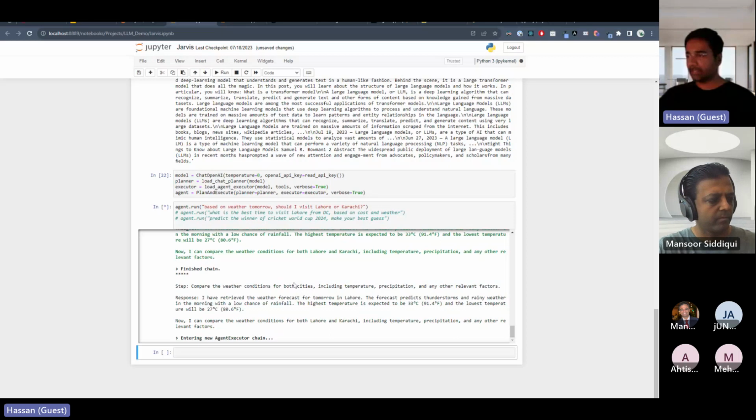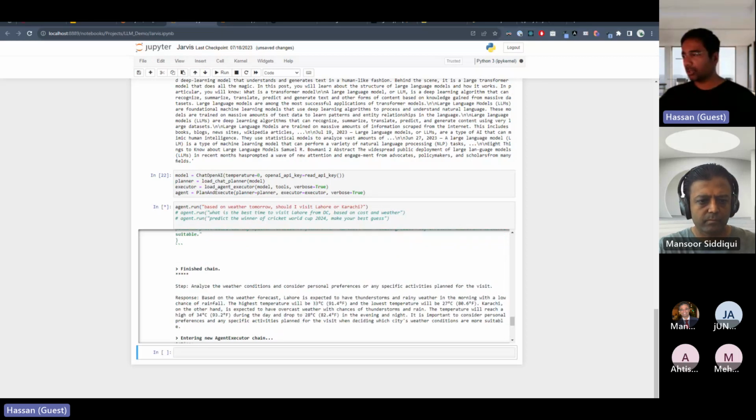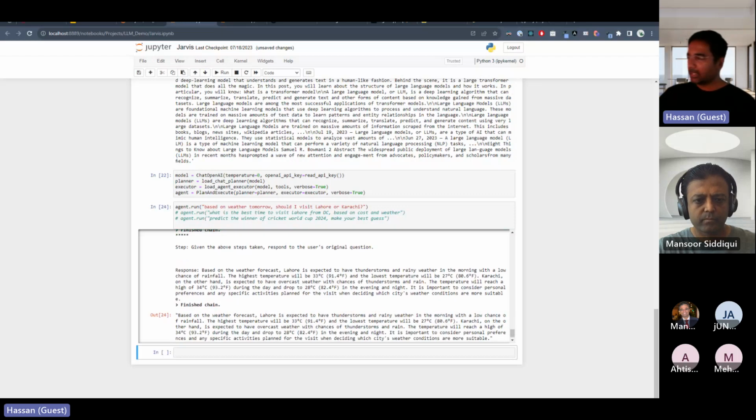Yeah, so it's giving us, based on the weather forecast tomorrow, Lahore is expected to have thunderstorms, and Karachi, on the other hand, is expected to have overcast weather. And then it is still going on. So let's see if it made a final recommendation.